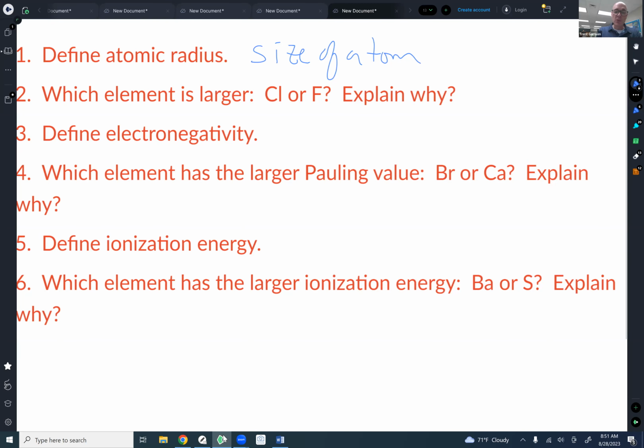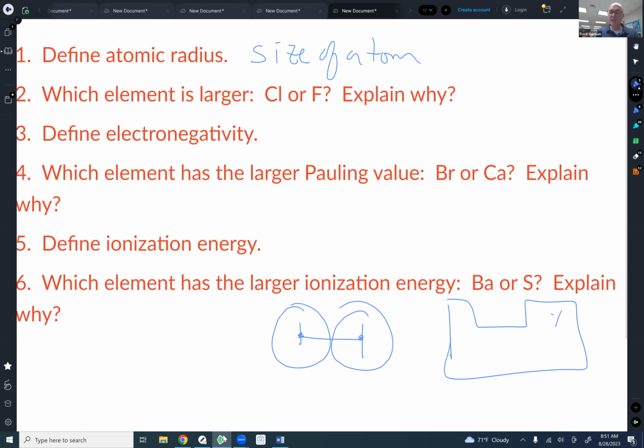Now, yes, we could get down to it and say that it is the distance between the nucleus of two atoms divided by 2. Now, that's the definition of atomic radius, but that doesn't tell me anything. What I'm wanting you to be able to say is, if I look at the periodic table, and I have this element versus this element, which element is larger? That's what atomic radius does. It gives us the sense of the size of the atom, which atom is bigger.